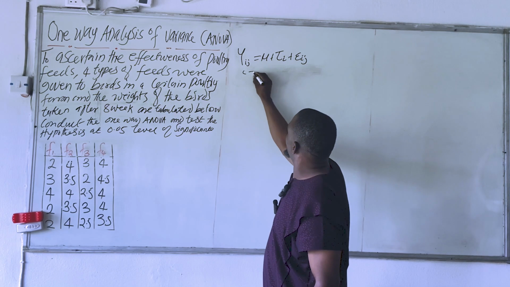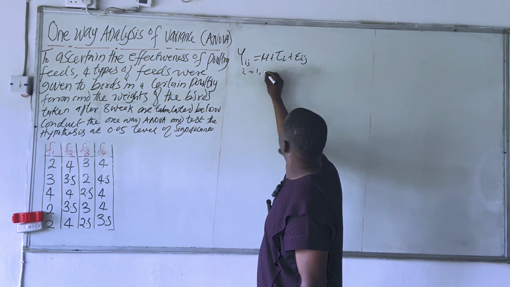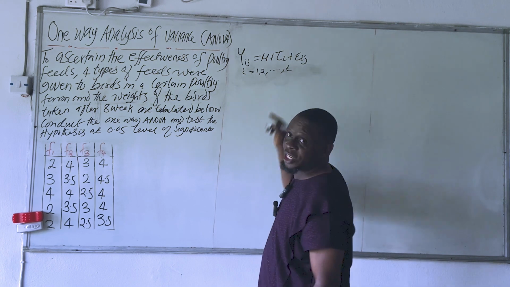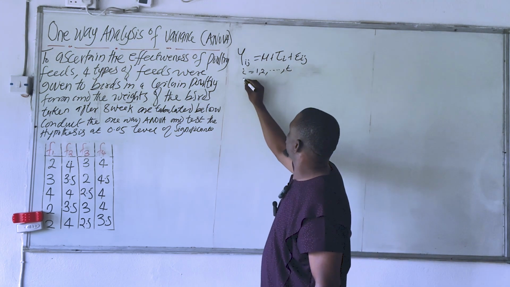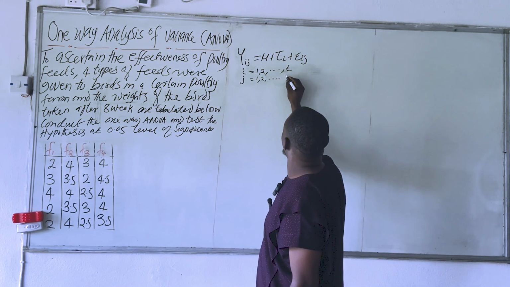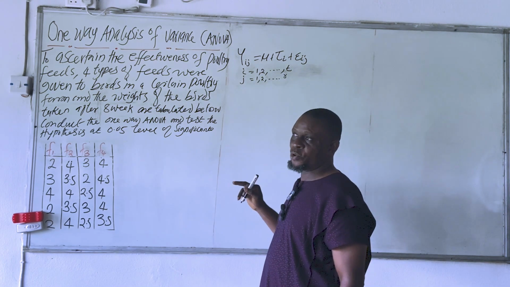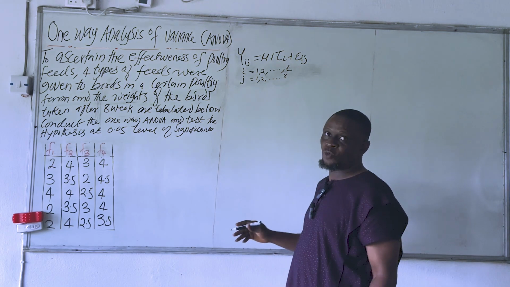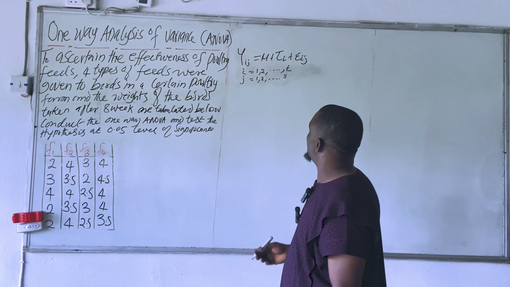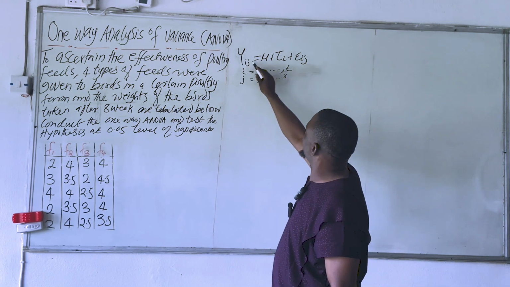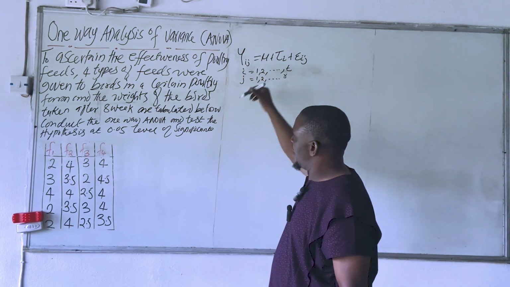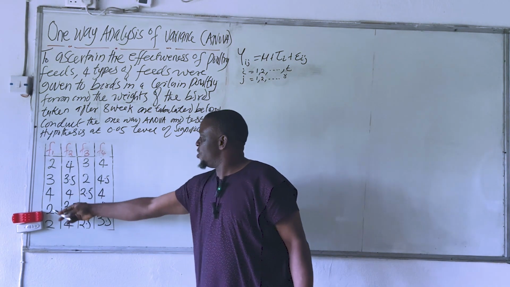As i goes from 1 to t, where t is our number of treatments, and j goes from 1 to r, where r will be our number of rows. Because in this case, our concentration will be on the number of treatments, but we also have a certain number of rows. The implication of this model is that our y sub ij are our individual values.